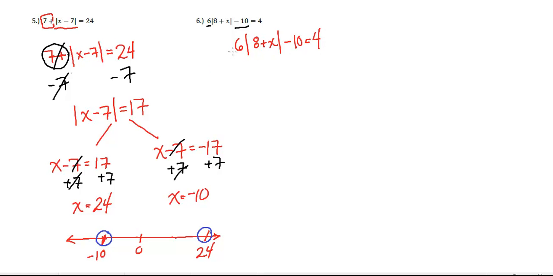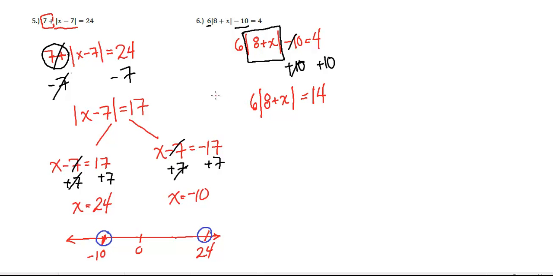And since I have 6 times this thing, then if I think about this thing just as an equation in and of itself, I'm trying to solve for the absolute value. 6 times a thing minus 10 is equal to 4. I'm going to have to add 10 to both sides first. So then these cancel. And now I get 14 is equal to 6 absolute value of 8 plus x.